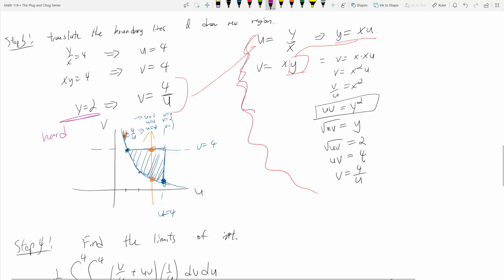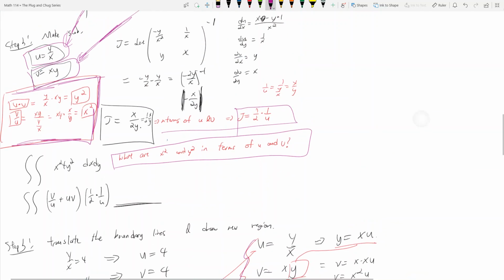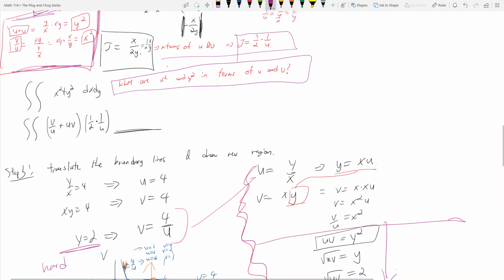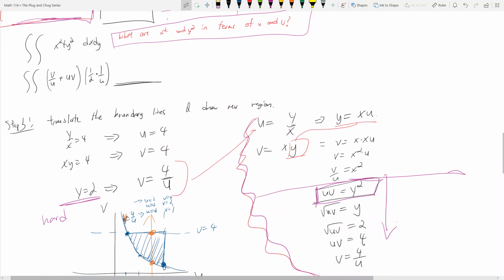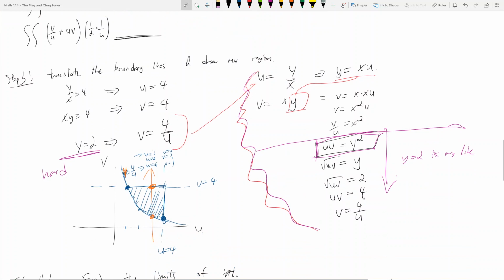And then that means we have this entire step over here. Really, you can ignore everything up to here, right? So starting from here, we know that uv is equal to y squared already, and that's because up here as well, uv is equal to y squared, and so we just use that relation down here, and then we know that the square root of uv is equal to y. And what else? I know that y is equal to 2, right? y equal to 2 is my line. So then we get root uv is equal to 2, uv is equal to 4, we get v is equal to 4 over u.